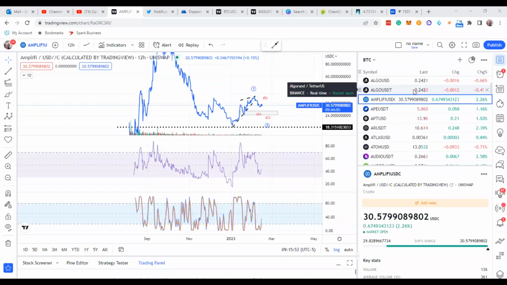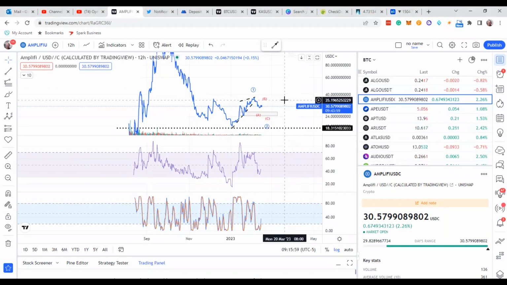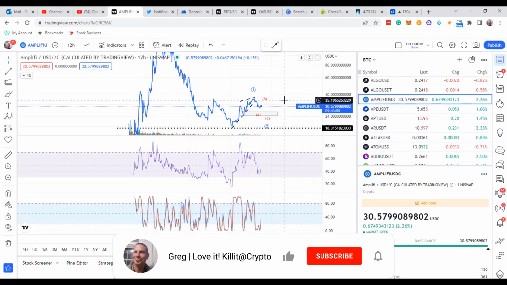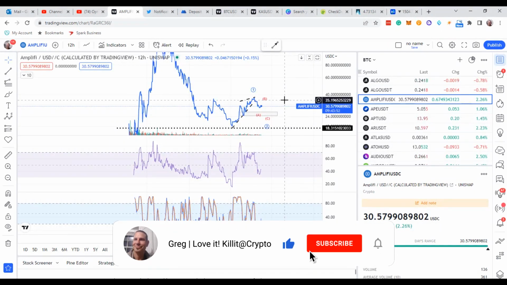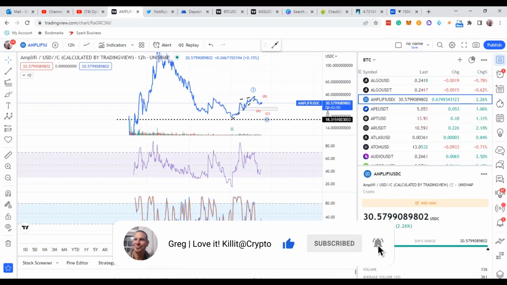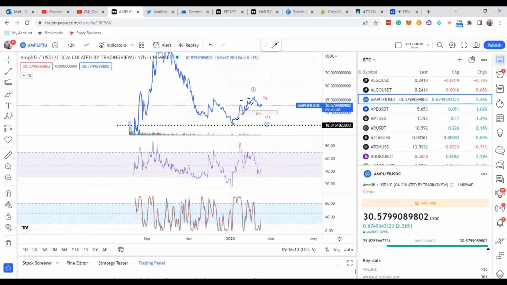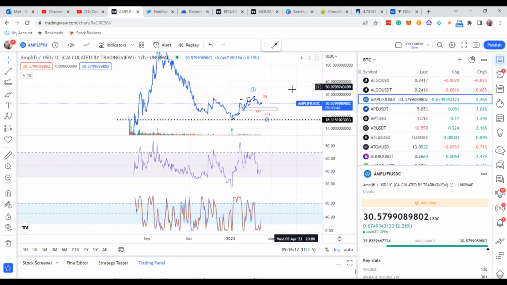I'm Greg. I'm going to go over an update on a coin called AmpliFi, since there's some guys that are really interested in this coin. I am too. Full disclosure, I own AmpliFi, but I'm not paid by anybody from AmpliFi, just to let you know. The reason why I'm going over this is because of the setup, guys. So we're going to go through that.